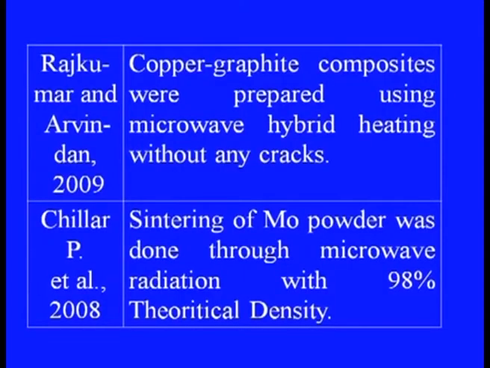Then another group, Rajkumar and Aravindan, in the year 2009, reported about copper graphite composites by heating in a hybrid mode, and they found there is no crack in the composites while doing so. Then another group, Chiller and his co-researchers, sintered molybdenum powder, and they could achieve 98% of the theoretical density in these sintered products, which is quite substantial.